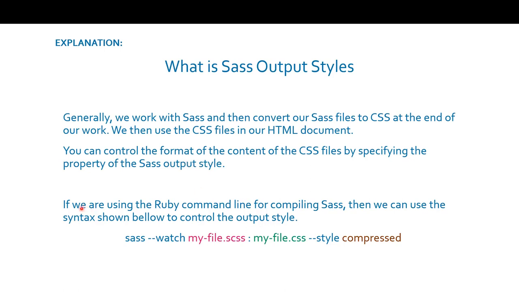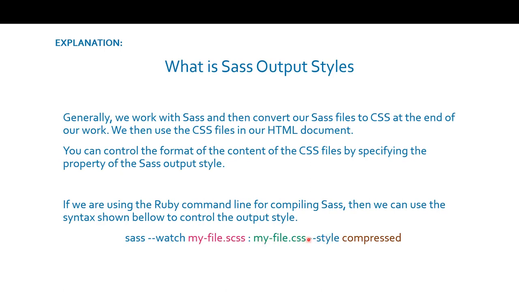Then, like I said, Sass is written in the Ruby programming language. So if you have Ruby on your machine, you can use the Ruby command line for compiling your Sass. That is to say, you can use the Ruby command line to convert your Sass to CSS. And when you do, you can specify the output style using this format: sass watch, this is your Sass file, this is the CSS file output.